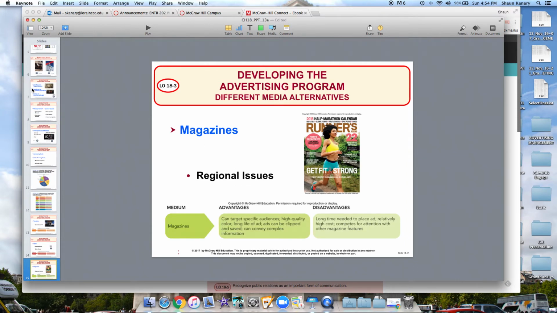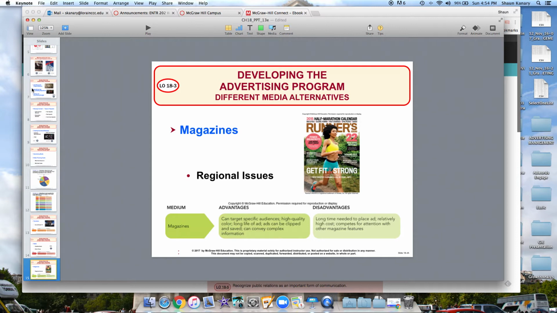And it's also very difficult to convey complex information, even more so on radio because there's no sight involved. Magazines. Magazine advantages: you can target specific audiences, high quality color, long life of ads, meaning that somebody could keep a magazine for months on end, even years on end. Ads can be clipped and saved and can convey complex information.